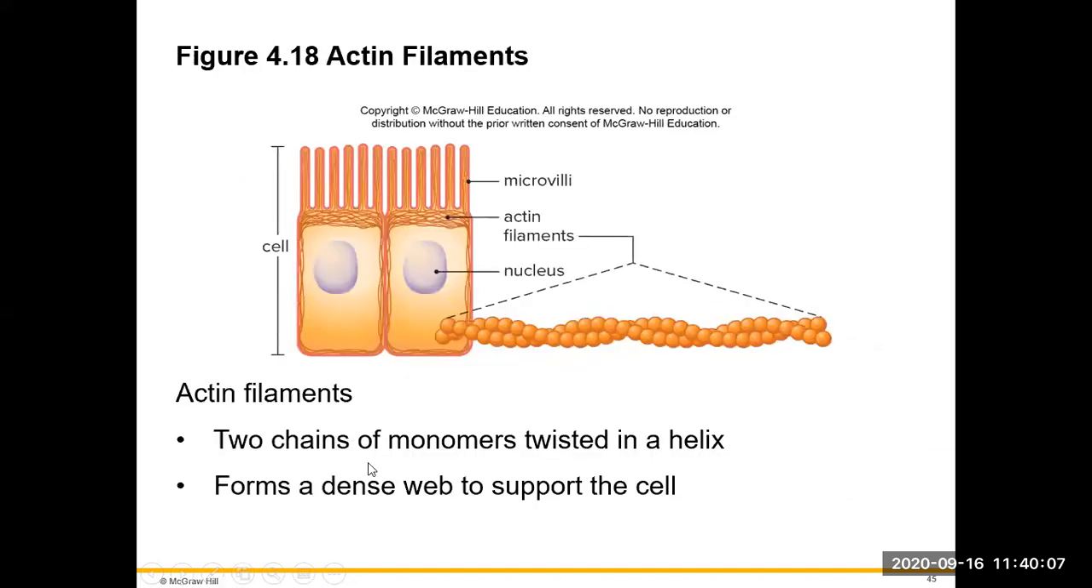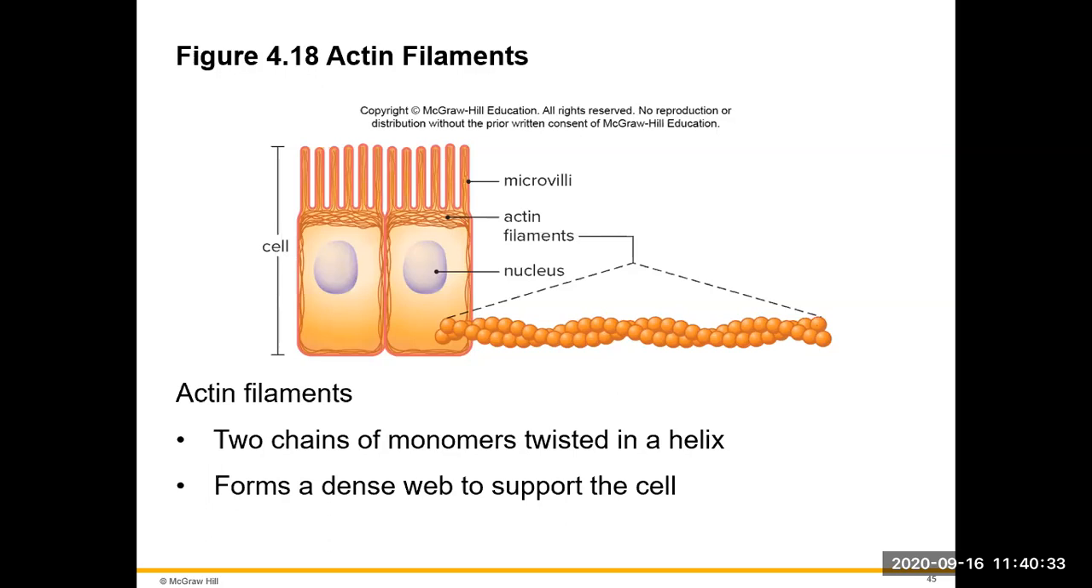Actin filaments, these are two chains of monomers. Actin filaments are like the DNA helix, twisted in a helix. They form a dense web to support the cell. So we saw three kinds of filaments. We saw microtubules, we saw intermediate filaments, and we saw actin filaments.